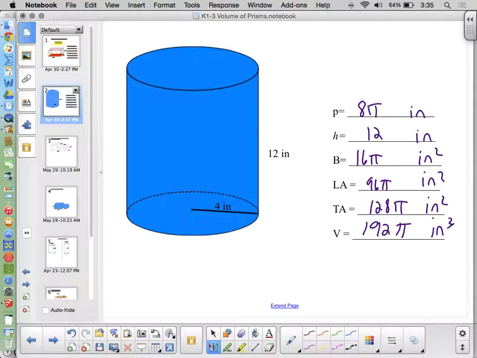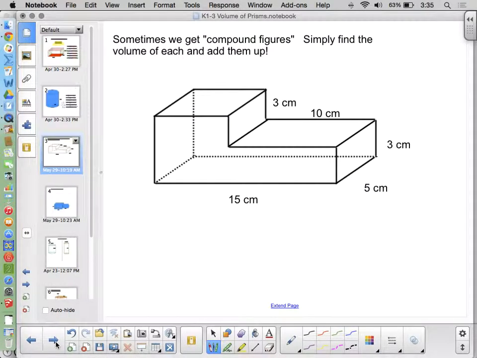So again, setting these things up, following my formulas. Base area times height. Lateral area plus 2 bases, perimeter of the base times the height. All right, very important that we know these formulas and are able to use them. Sometimes we get compound figures, but it's really not any more difficult to work with. Here, it's still the same basic formulas.